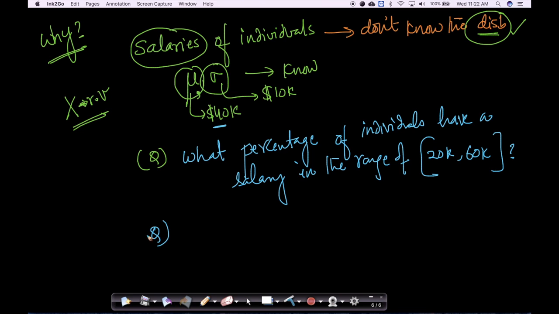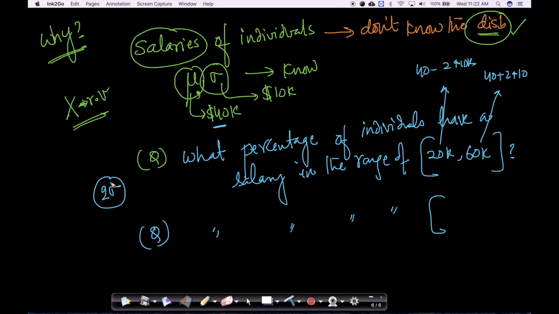Very simple. Similarly, another question is, what percentage of individuals have salaries in the range of, let's say, this 20K here is 40 minus 2 into 10K, and this 60 is 40 plus 2 into 10K. So this is basically 2 sigma, the 2 sigma range around the mean. If I want to understand how many people have a salary within the 3 sigma range, which is 40 minus 3 into 10, which is 10K, to 40 plus 3 into 10. So here the question, mathematically speaking, is what percentage of individuals have a salary within the 2 sigma radius or 2 sigma range around the mean, or within these exact values?